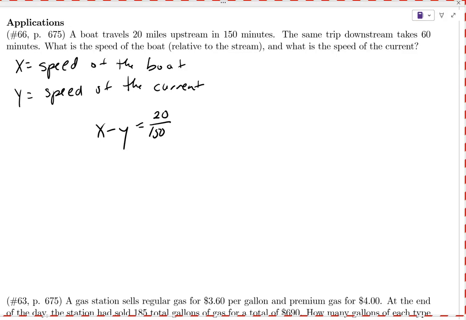What should the other equation be then? When you're going downstream, in this case, is the current helping or hurting? Helping. So how would you represent helping as opposed to hurting? x plus y, good. And what should that equal?